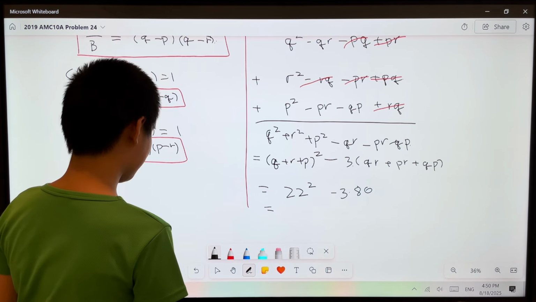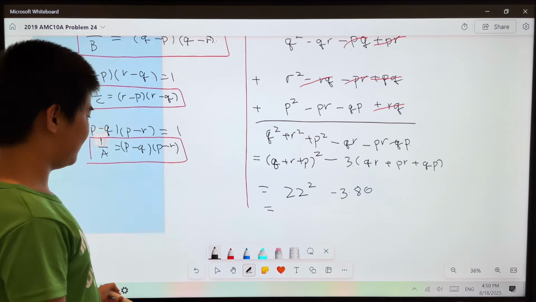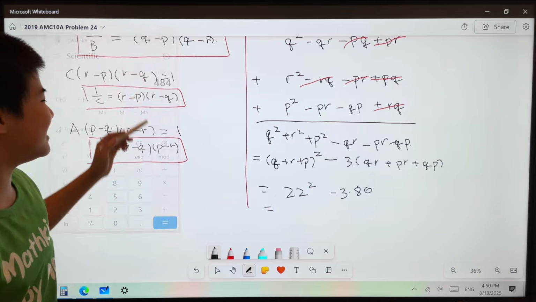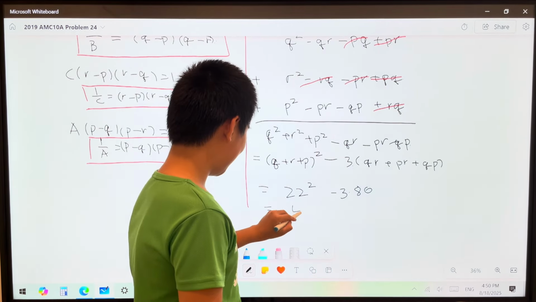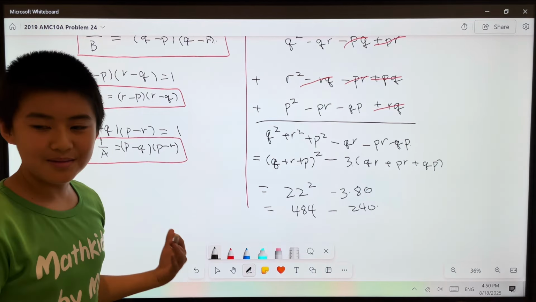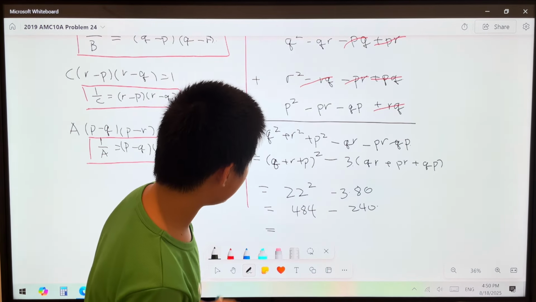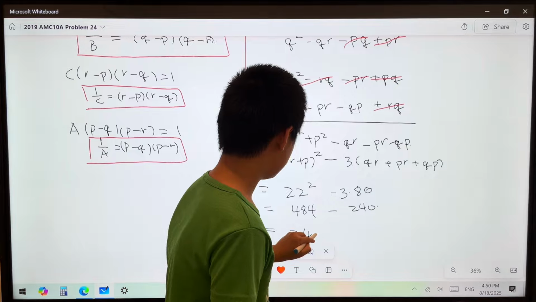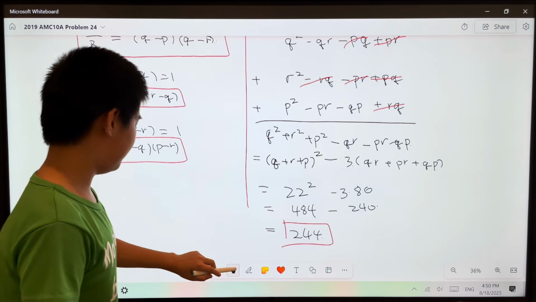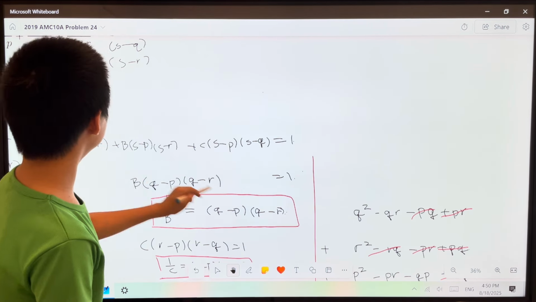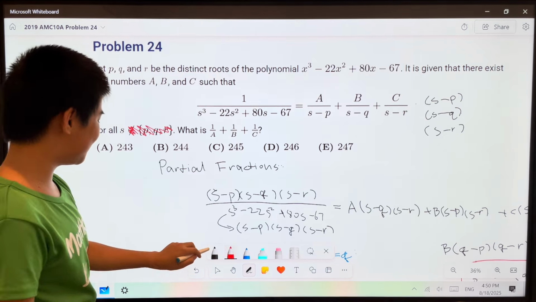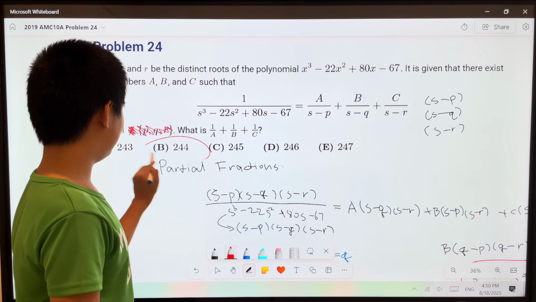Which means finally you get this: their sum was 22 squared minus 3 times 80, and 22 squared, I believe, is 484. How about that? Don't tell anybody else. Okay, 484 minus 240 gives you an answer of 244 at the end of this ordeal. Which would give you an answer of B.